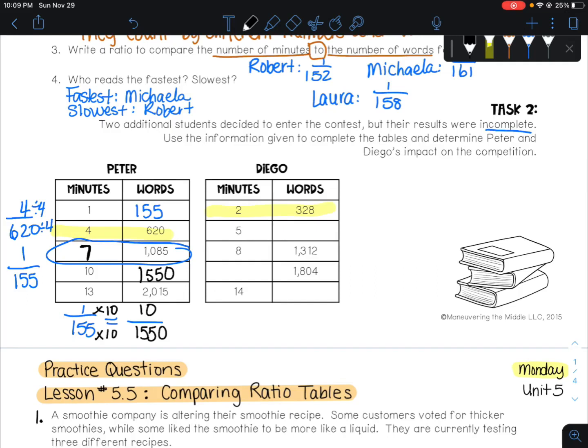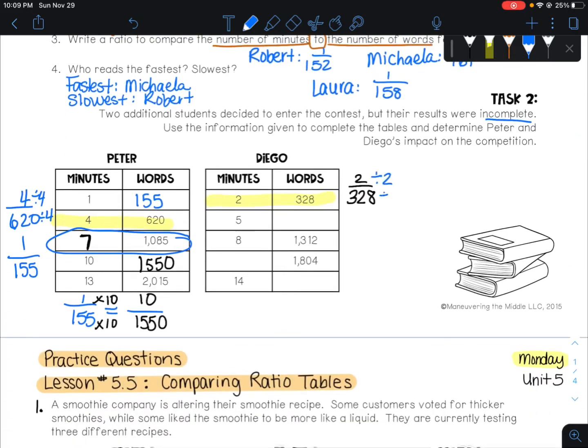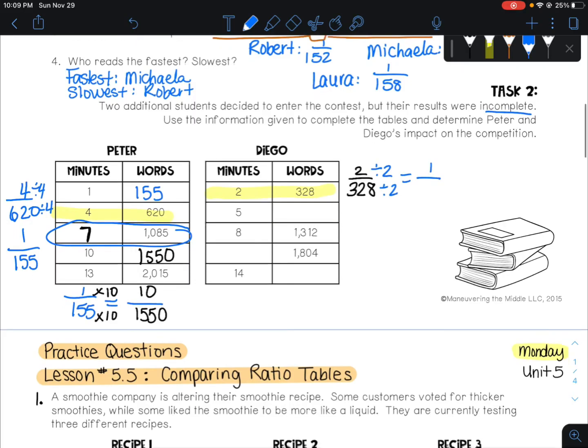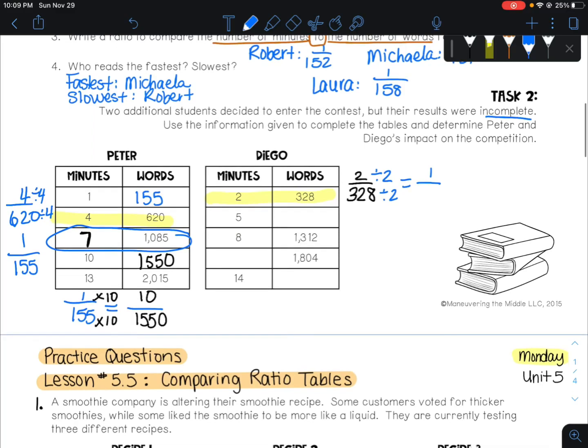Okay, so for Diego, we're going to do the same thing. So our first step was to write a ratio with just the first entry on the table. So we've got 2 and 328. Let's go ahead and simplify that one. I'm going to try 2 because they're both even. 2 divided by 2 is 1. 328 divided by 2, that would be, let's see, 300 divided by 2 is 150. 28 divided by 2 is 14. So we'd get 164. If you have to show out the long division for that, it's fine. I was just showing you a quick way to do it.